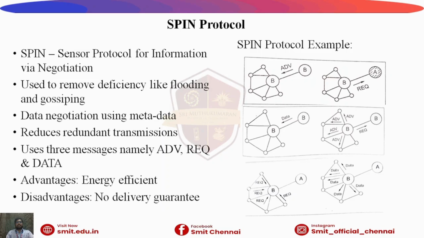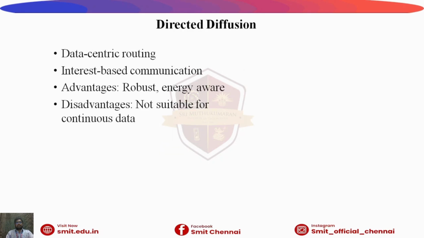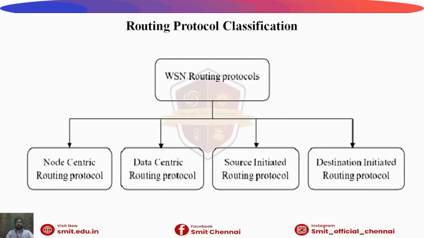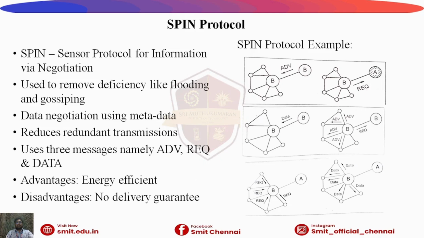Advantages of using the SPIN protocol are that it reduces redundant transmission and is energy efficient. A disadvantage of the SPIN protocol is that it does not give any guarantee that the data reaches the sink. The example shows how data exchange happens with ADV, REQ and the data messages. Only interested nodes request the data, preventing unnecessary transmissions.